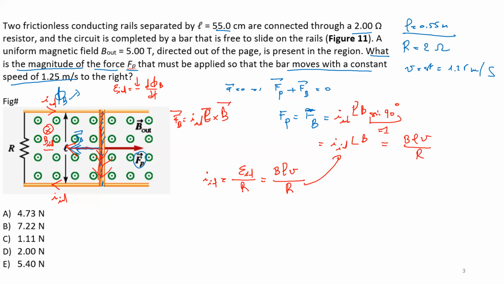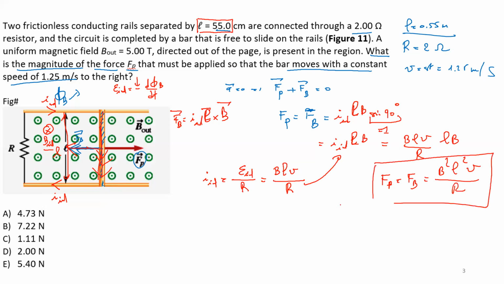Again, this L is small l. Okay, this L is this length here. We call it small l. So let me just call it small l here, because here I call it small l. You get my point. Now I will multiply by L B. Of course, I get that F_P, which is F_B, is B squared L squared V divided by R.